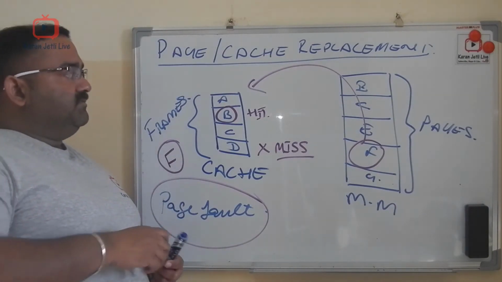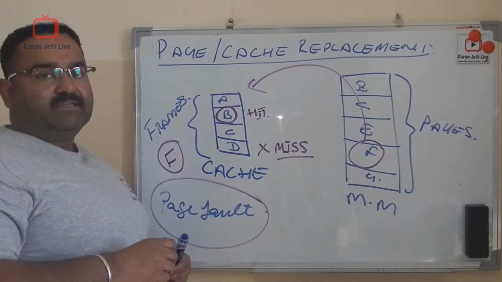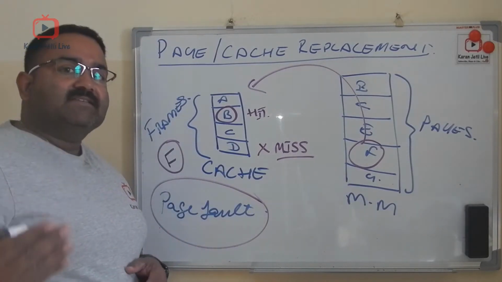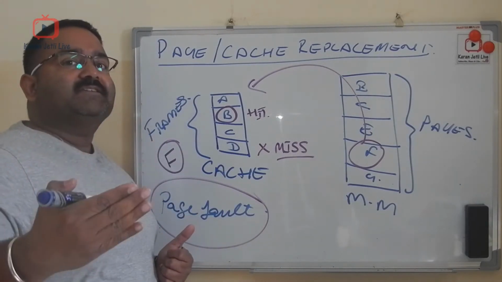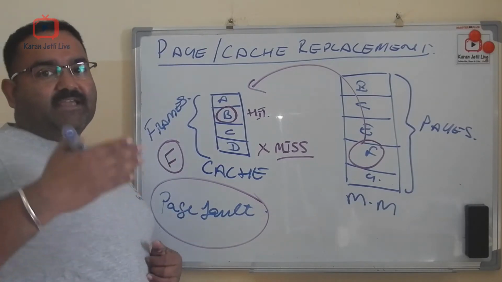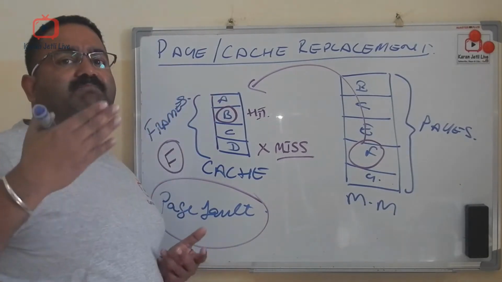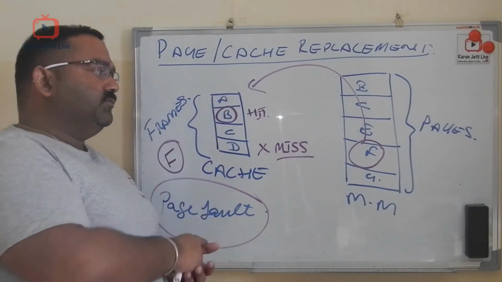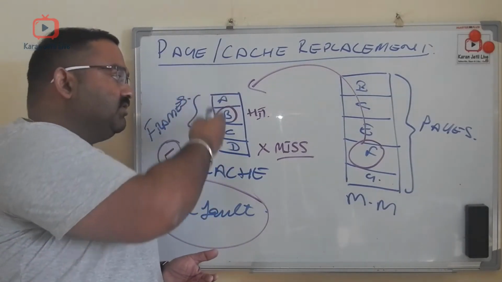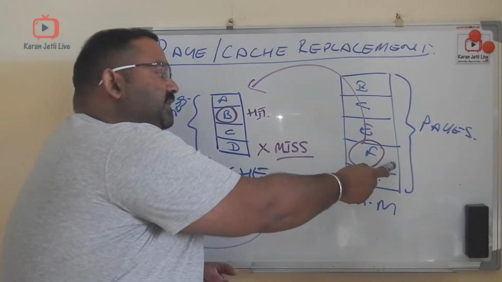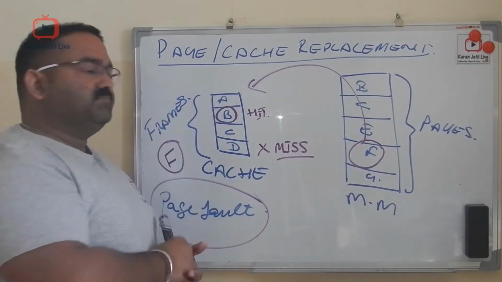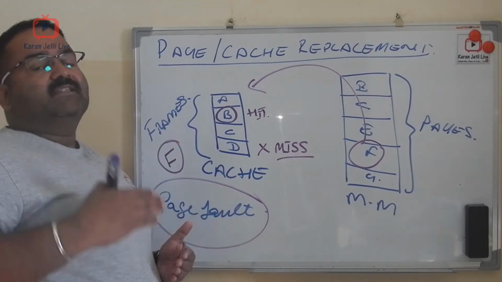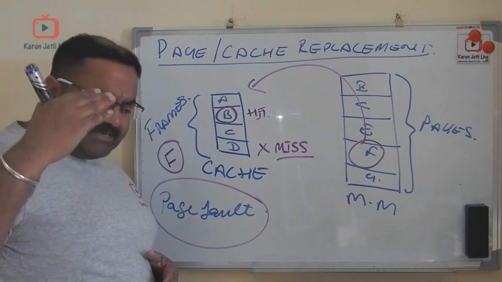Now which page should we replace in the cache so that we can bring in the new page? That is called cache replacement, or we also call it page replacement. So what is page replacement? Our cache is full, the CPU needs one page which is not in the cache, so we must bring that page from the memory to the cache memory. Now in the cache memory, which page should I replace it with? That thing is called page replacement.